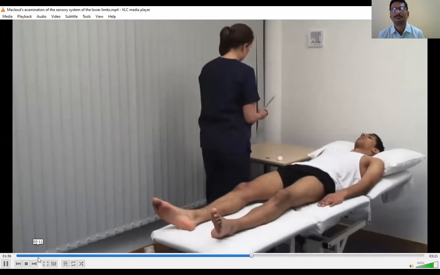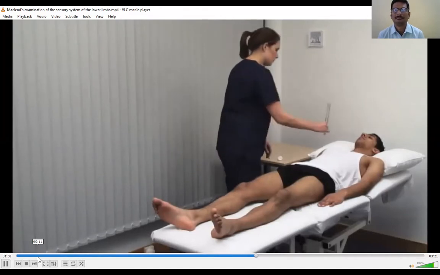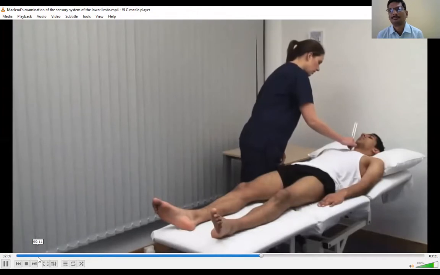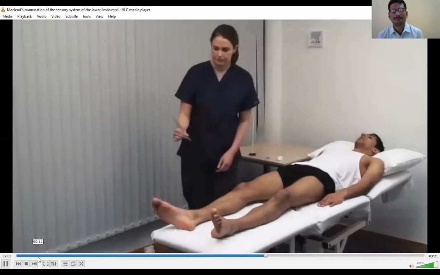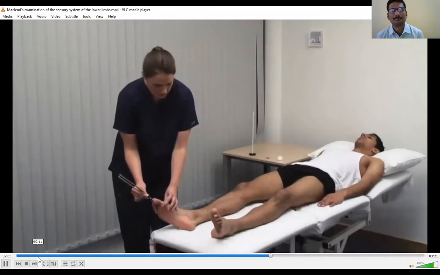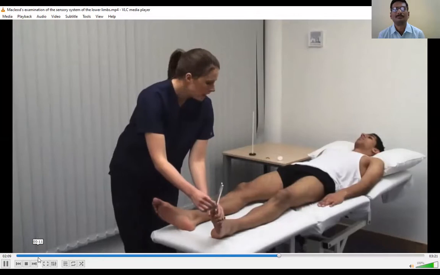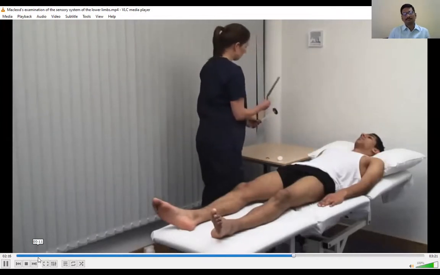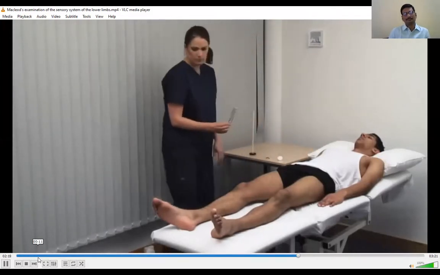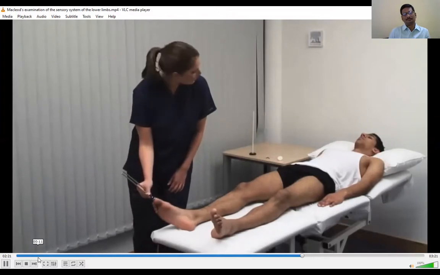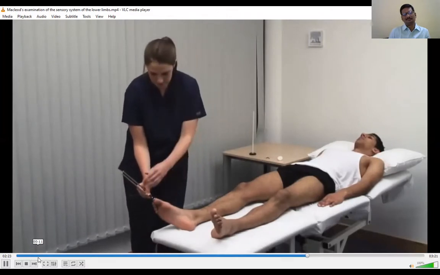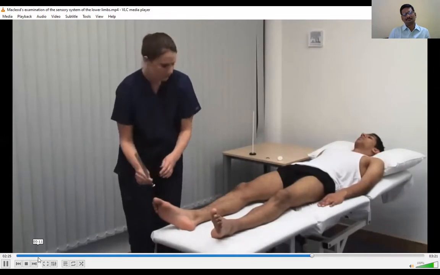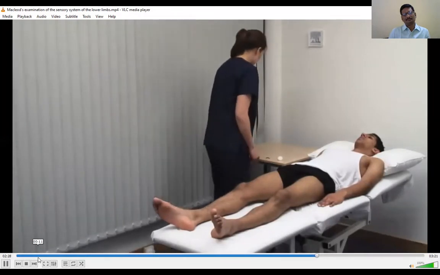Use a 128 Hz tuning fork with a flat base. Can you feel this vibrating? Yes. Can you feel it? Yes. Is it vibrating? Yes. If distal sensation is impaired, progress proximally until sensation is reported. Tell me when it stops vibrating. No. This can be a more accurate way to test sensation.